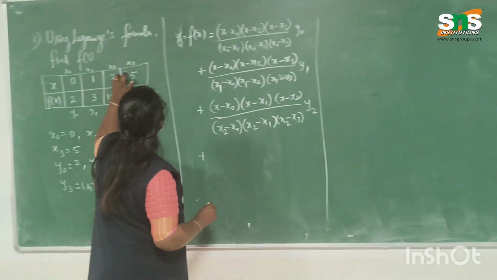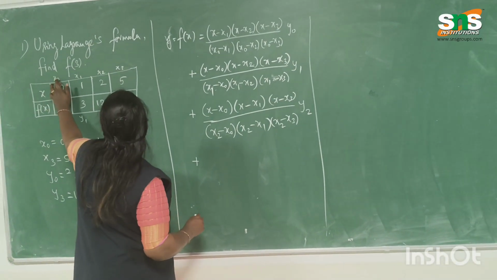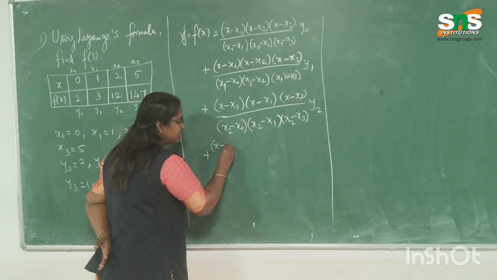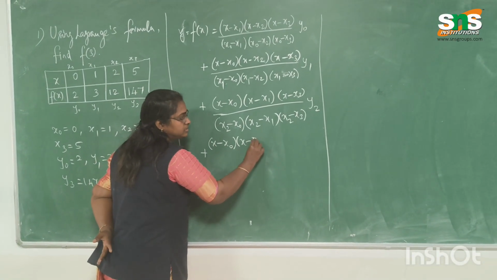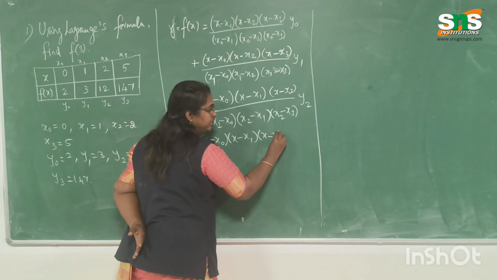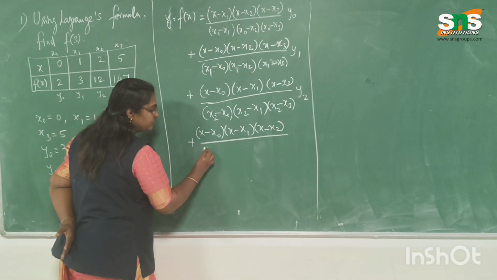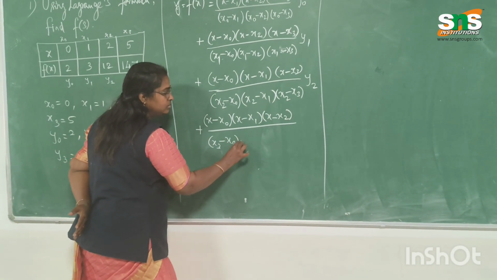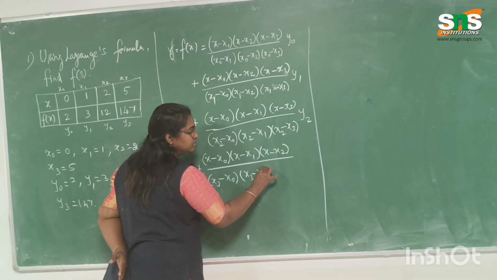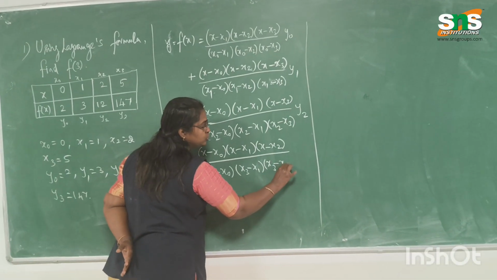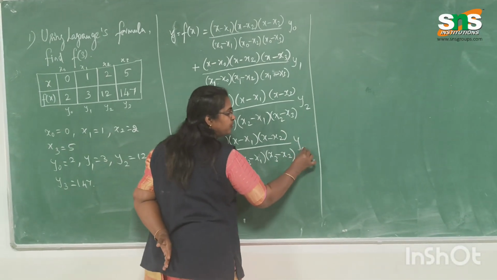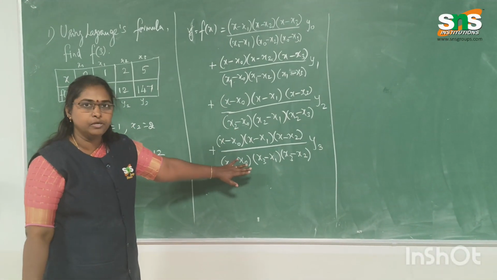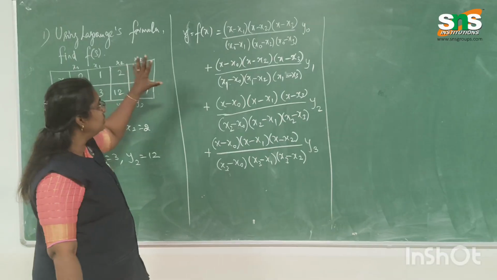Next omit x3, and the remaining 3 values are x0, x1, x2. For x3 we write (x minus x0)(x minus x1)(x minus x2), divided by (x3 minus x0)(x3 minus x1)(x3 minus x2). The corresponding value is y3. All the terms are chosen separately, so the formula is framed based on the given data.